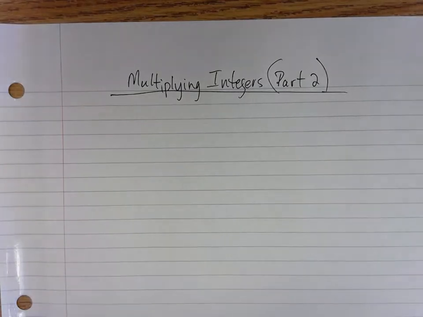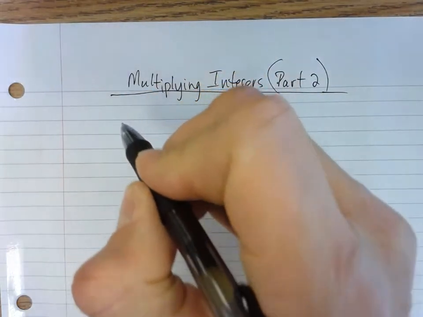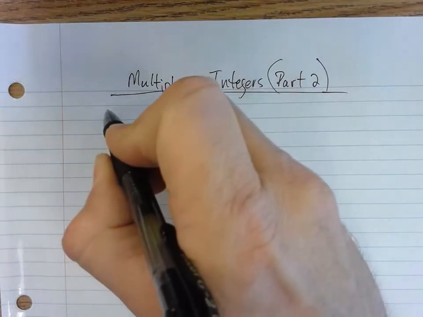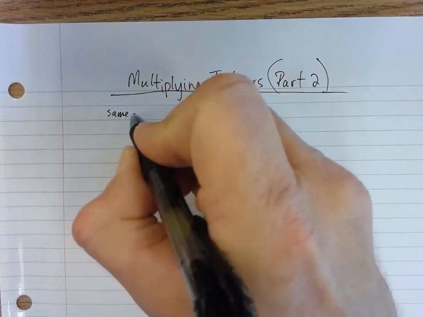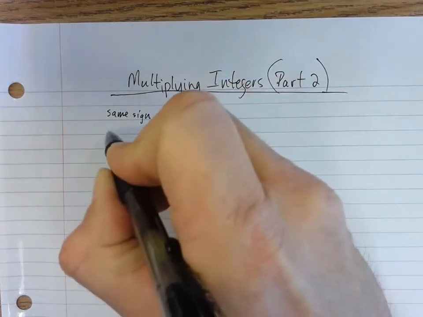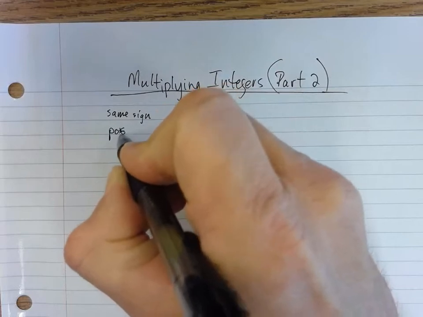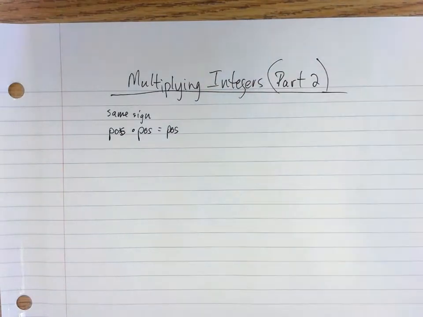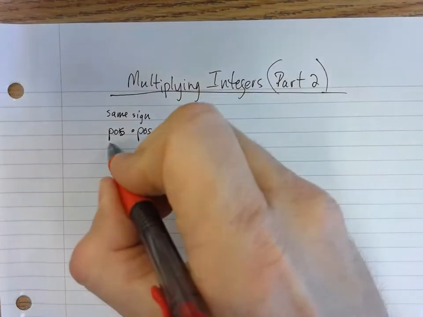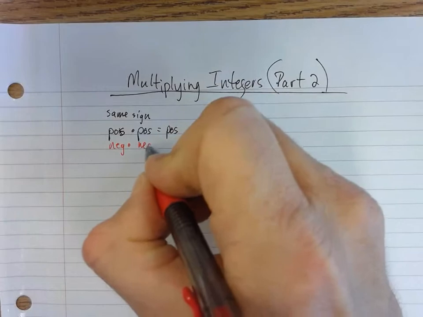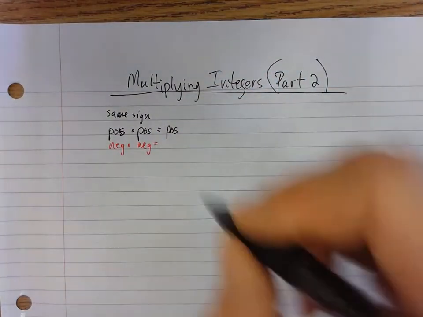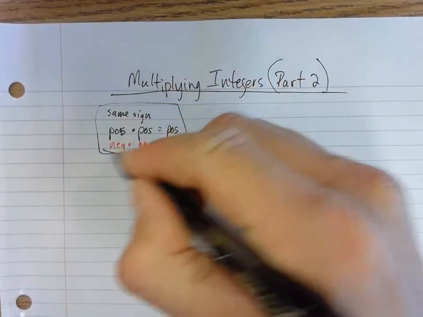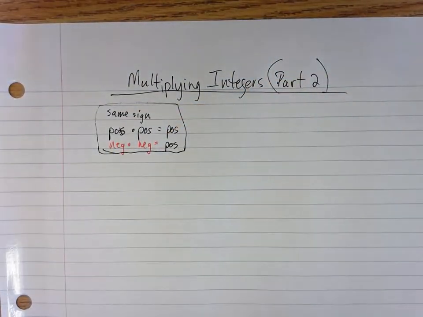Okay, so hopefully from yesterday, if you watched the video and took notes like you were supposed to, you know if they have the same sign, such as a positive times a positive, it is going to give you a positive. Or if you have a negative times a negative, that is also going to give you a positive. Okay, so if they have the same sign, you're going to get a positive answer.